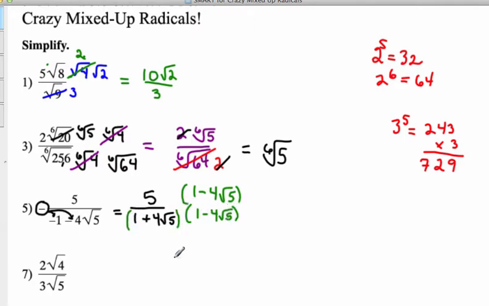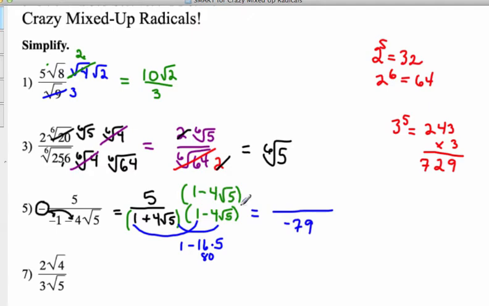Okay, so some quick FOIL in the denominator will tell me whether or not I chose the right thing to multiply by. So 1 times 1 is 1. This should be negative. 4 times 4 is 16 times 5. So 16 times 5 is 80. 1 minus 80 is negative 79. Not the prettiest denominator, but it's definitely rational.